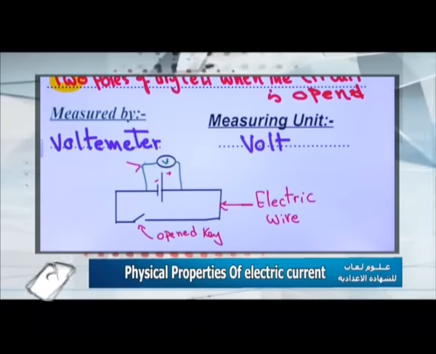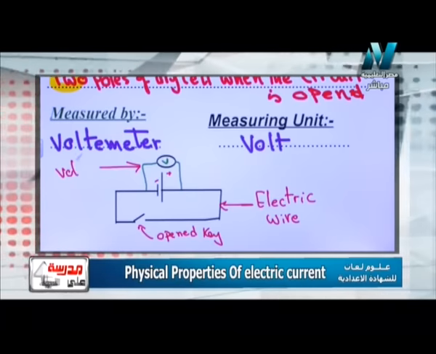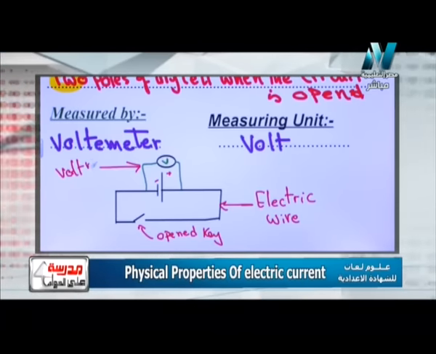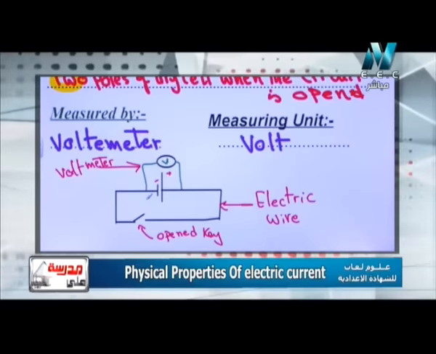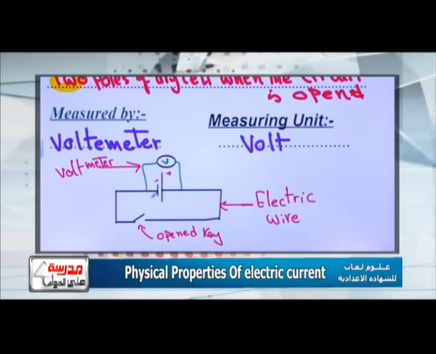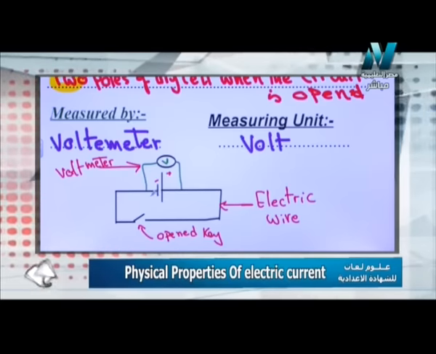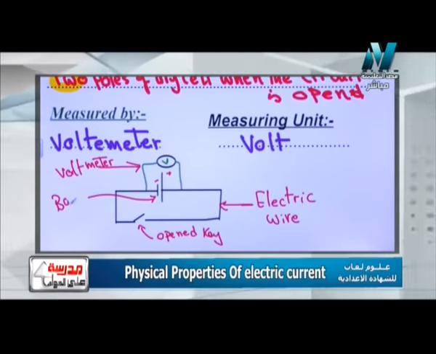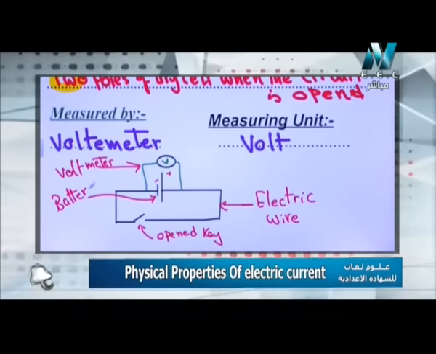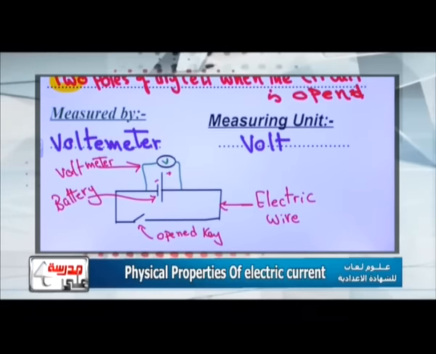Of course here we have the voltmeter, and here we have what? We have the voltmeter, and here we have what? We have the battery, or electric source. Okay.